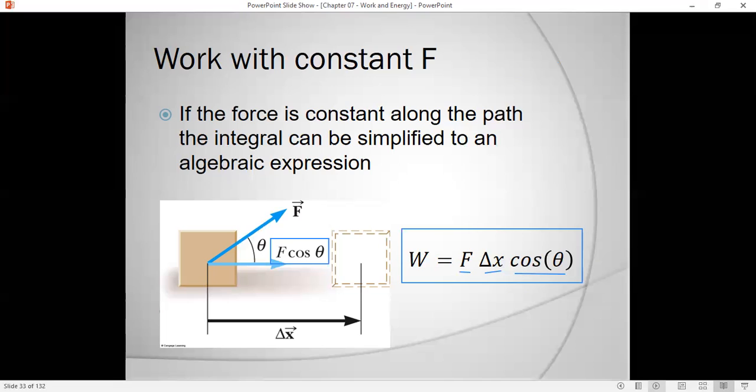Okay, think about that. If I put a force in a direction that the object is not traveling, it's not going to change its speed. Okay, only the component that is in the direction of motion is going to add or take away, if it's in the opposite direction, energy from the system.